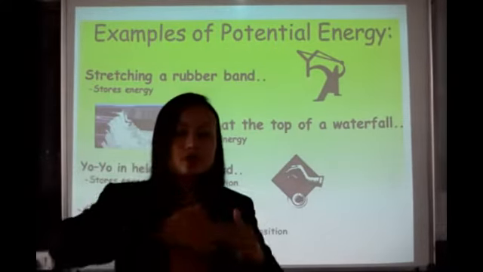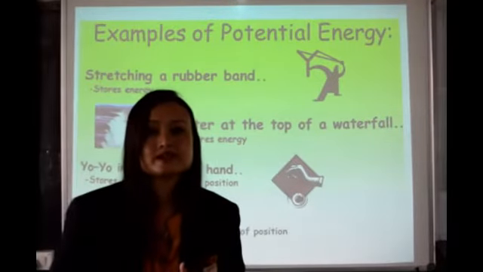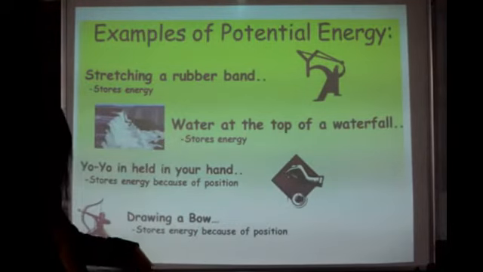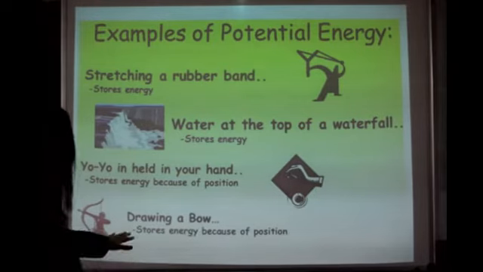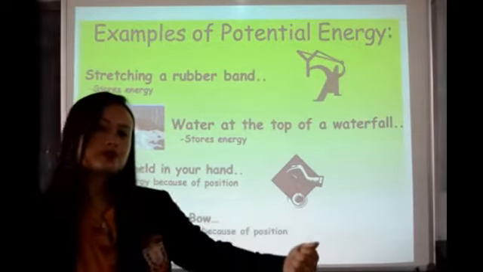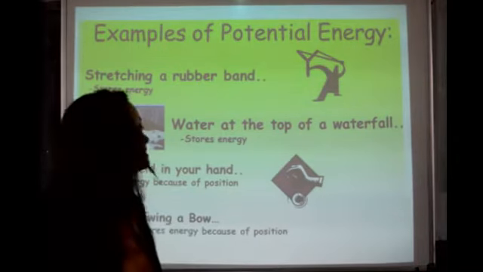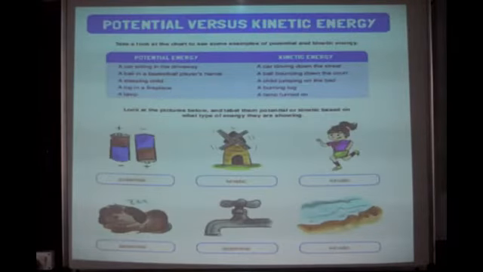Water at the top of a waterfall. So you know, when I told you, when the object is at a certain height, what energy does it have? Potential energy. So water at the top of a waterfall, a yo-yo being held in your hand when you change its position, and drawing of a bow. So when you stretch a bow, you're changing its position. Okay, and what energy does it gain? Potential energy. So these are the examples of potential energy.